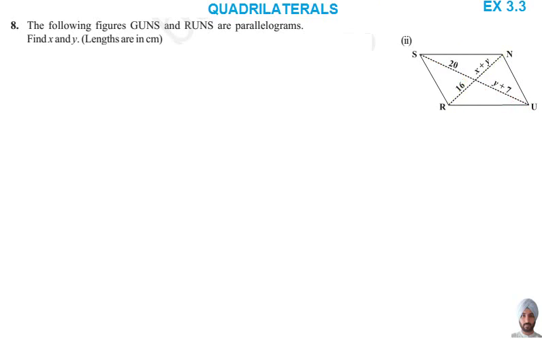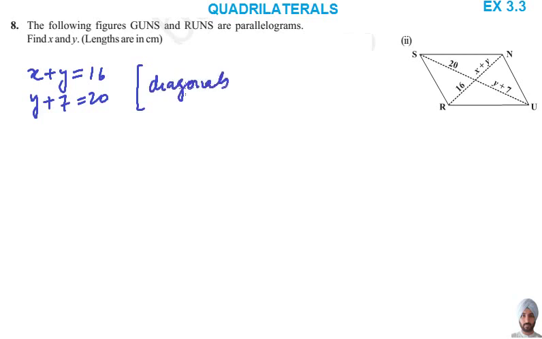Okay, so I can write two things from here, that x plus y is equal to 16 and y plus 7 is equal to 20. And the reason is the same, because diagonals of a parallelogram bisect each other.